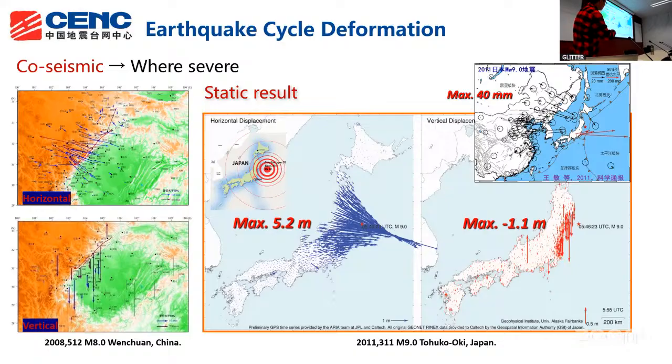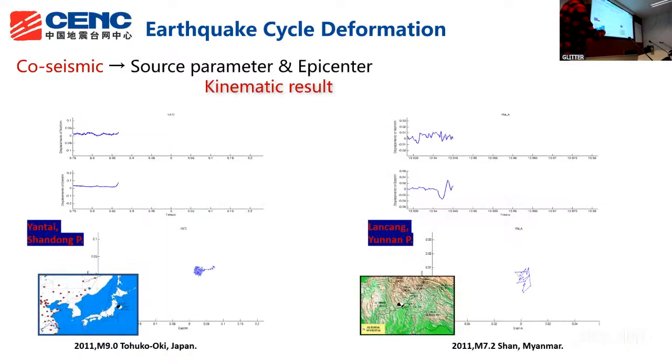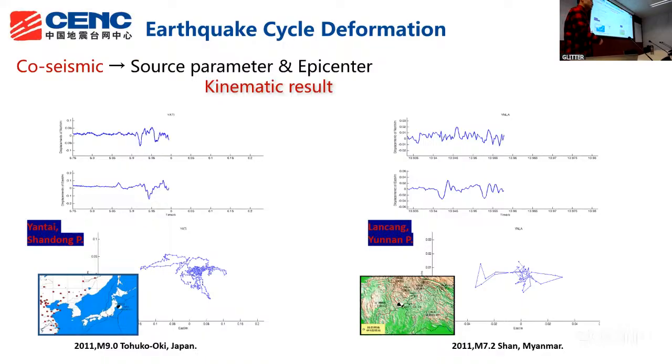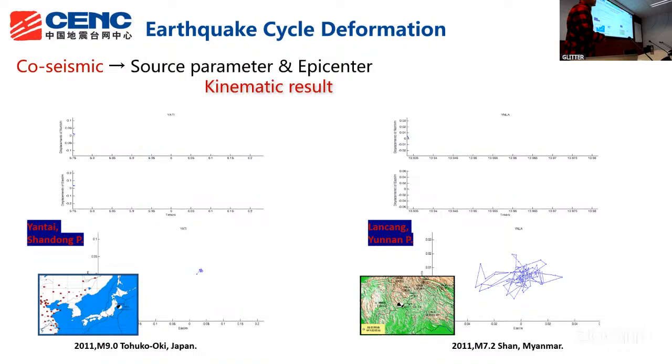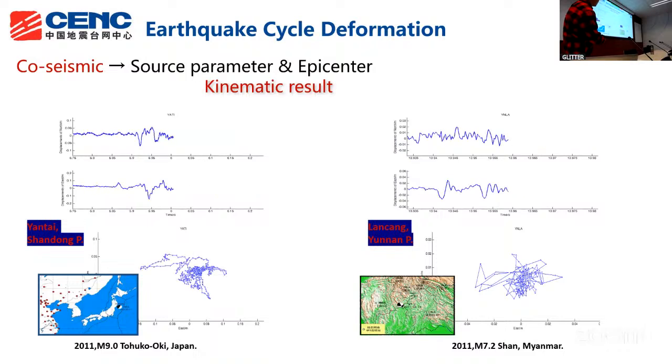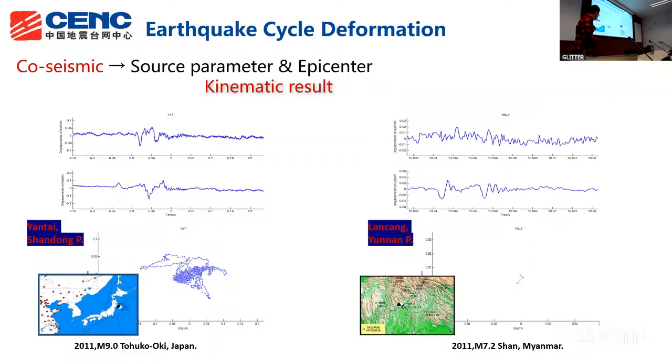So this result is the static result. We can also get the kinematic result because we use high-frequency GPS data, like 1 Hertz or 5 or 10 Hertz data. This shows the Tohoku-Oki Japan earthquake. This station is located in Shandong province, nearly over 2,000 kilometers away.